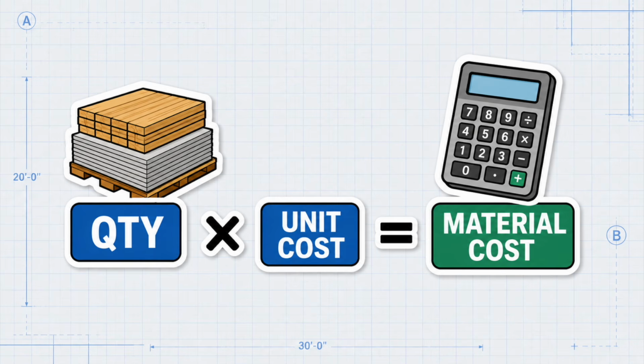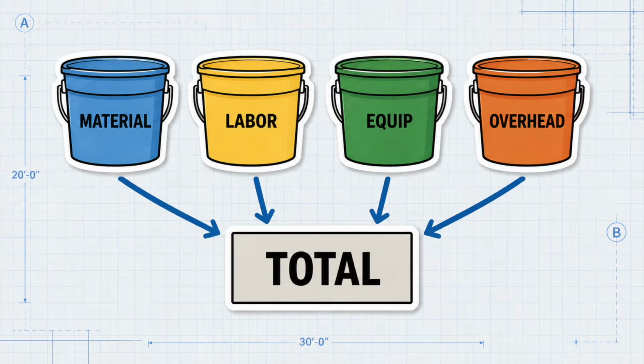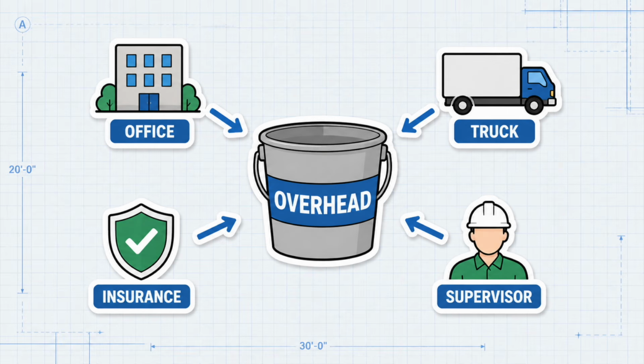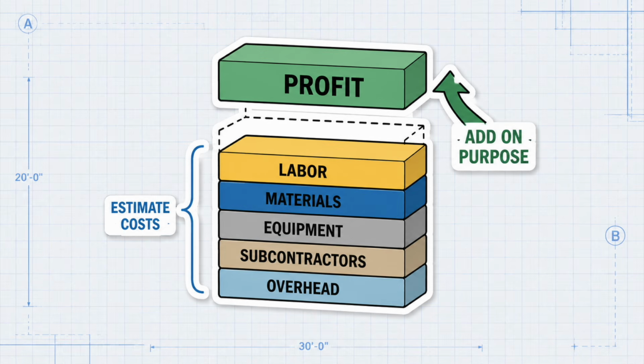Now here is where estimating becomes profitable. Quantity times unit cost gives you material cost, but material cost is only part of the job. You still need labor, equipment, overhead, and profit. Labor can be estimated by production rate, like square feet per day, feet per hour, or units per crew. Overhead covers the business costs that keep the company alive, like insurance, office time, trucks, and supervision. Profit is not leftover money by accident. Profit should be added on purpose.